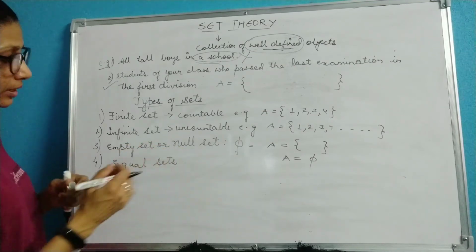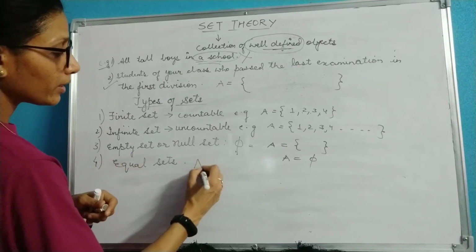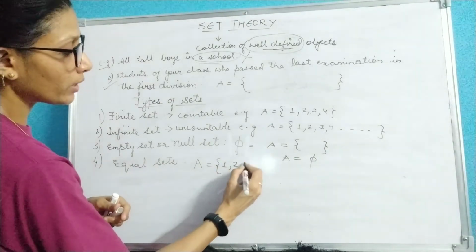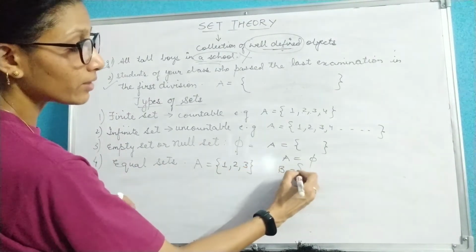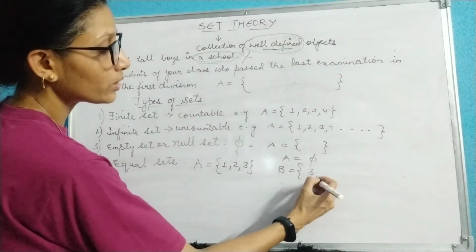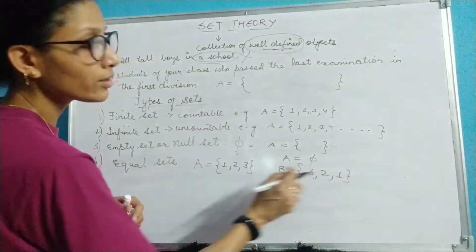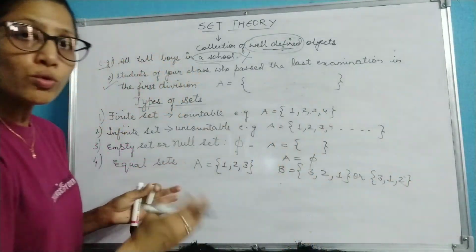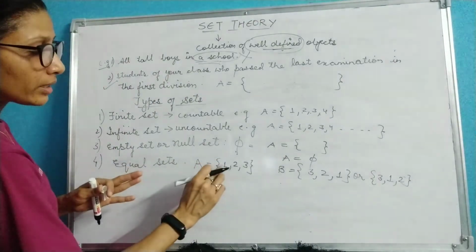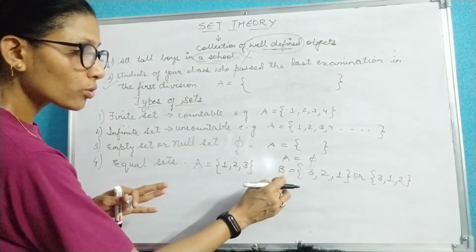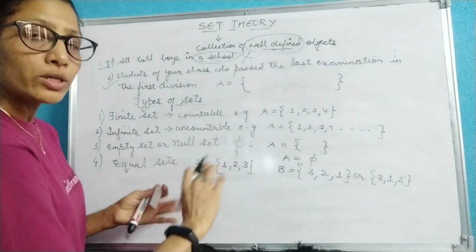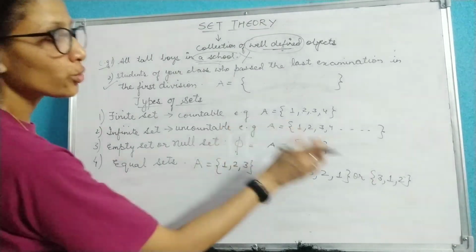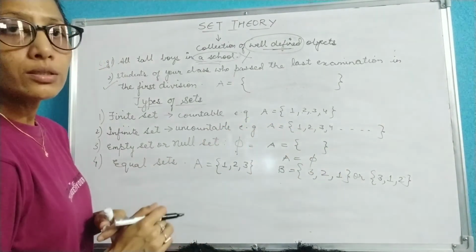The name indicates equal sets, that means we will be comparing two sets. Say A is having 1, 2, 3, and if I have another set, say with elements 3, 1, 2, then these two are equal sets because A contains 1, 2 and 3, and B also contains 1, 2 and 3. Order doesn't matter here. So equal sets means the elements in one set should be present in the second set.